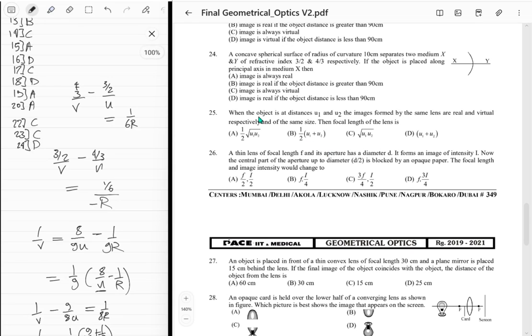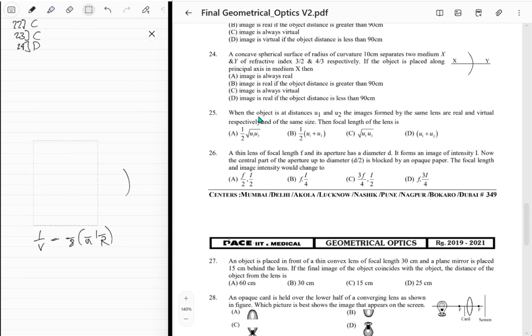25. 25 is when the object is at distance u1 and u2, the images formed by the same lens are real and virtual respectively, and of the same size. And the focal length of the lens is. So oh, it's like the magnification is just +1 and -1 in these two conditions.